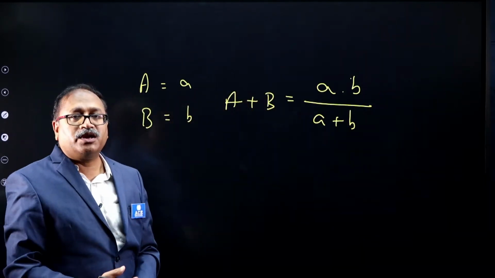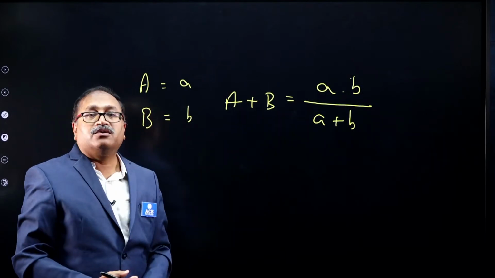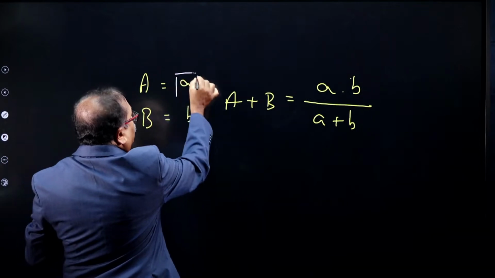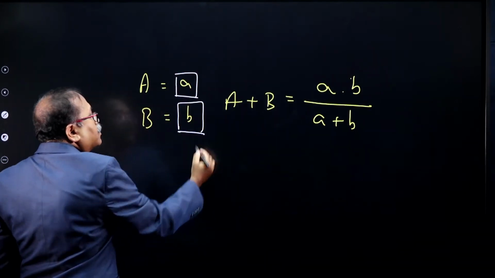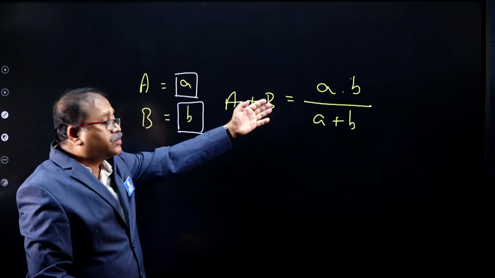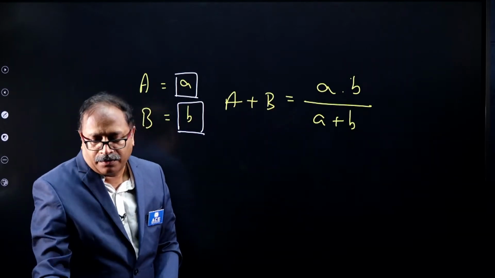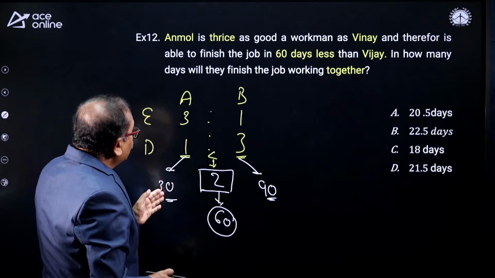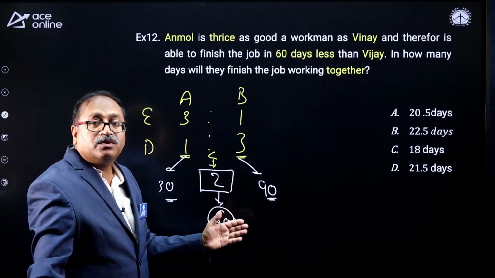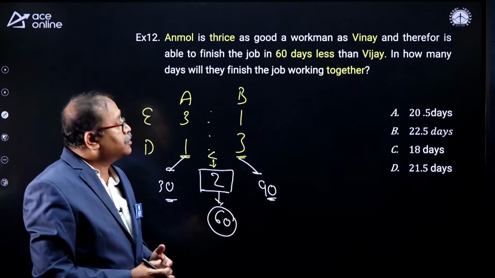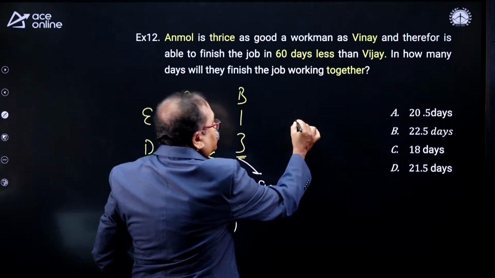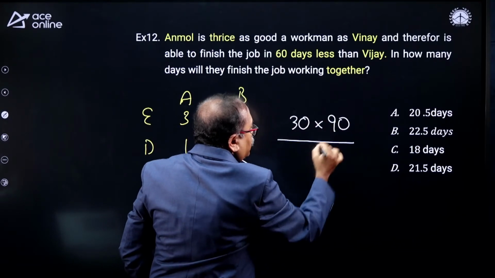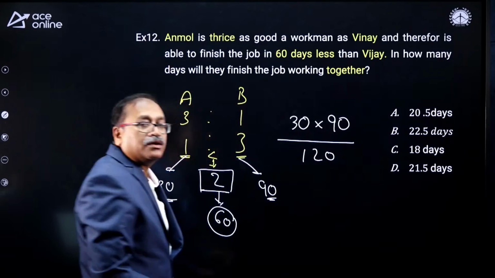I can use this formula and find out that together can complete the work in how many days, provided we know that A can complete in how many days and B can complete in how many days. Use this formula, you will get together. Okay, let's work out the previous question. I know that A can complete the work in 30 days and B can complete the work in 90 days. Together can complete the work in how many days? So it should be 30 into 90 by 30 plus 90, which is 120.